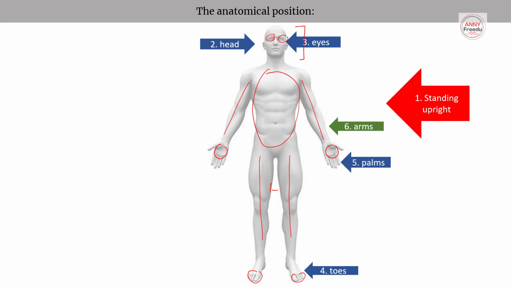So we have a gap between each other. That's another criteria, the seventh one. And also, we need to mention that the feet are parallel to each other. That's it. That's 8 criteria of anatomical position.